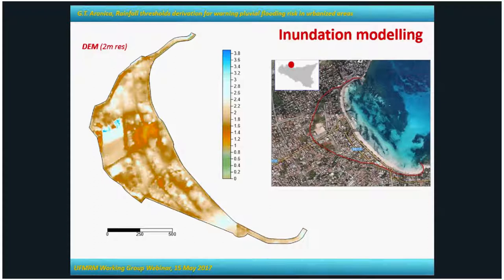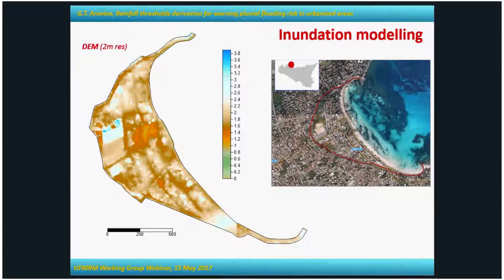Next step is to derive the pluvial flooding, so the inundation modeling in the area. Not the entire area was modeled with hydrodynamic modeling. Look on the right, there is a red line. This red line represents a drainage conveyance system, which essentially collects 90% of the water coming from this part, but doesn't collect water directly falling on this area. So we decided to model only this part, which is not protected by any kind of drainage system and is completely exposed to flooding.